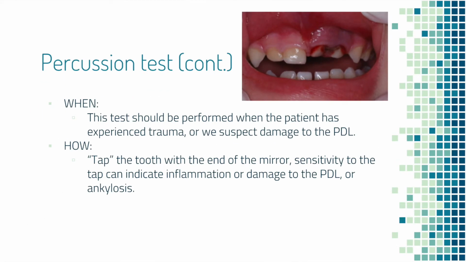The most common time to perform the percussion test is when we suspect that there is damage to the PDL or the patient has recently experienced trauma. There are many instances in which a patient would experience trauma, such as kids, who could be walking around because they're clumsy, fall and hit their faces on a coffee table, and their teeth could move because of this. So if a patient came in like that, then you would probably perform a percussion test. I mean, it could also be an adult. These things don't just happen to kids.